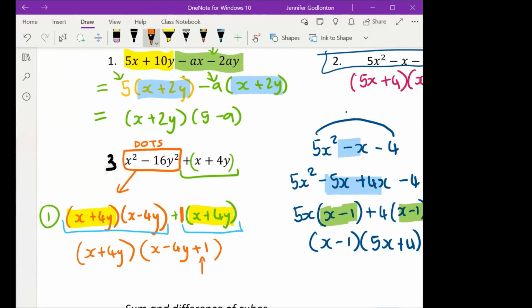Don't the x plus the 4y and the x minus the 4y cancel each other out? No, if they were written without brackets, and I had x minus x and 4y minus 4y, they would cancel. But because they're in brackets, I would have to multiply. Oh, okay. Thank you. No problem.